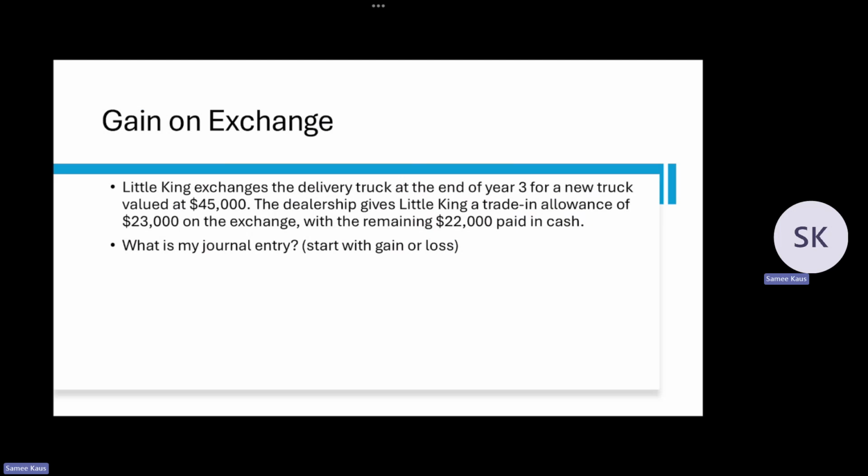Well, in this case, it looks like they did figure out some sort of a deal. And Little King is able to exchange the delivery truck at the end of year 3. Stop right there. I am once again going to say this truck, I purchased it for 40. I've taken 3 years of depreciation for a total of accumulated depreciation of 21. So this truck is worth $19,000 to me.